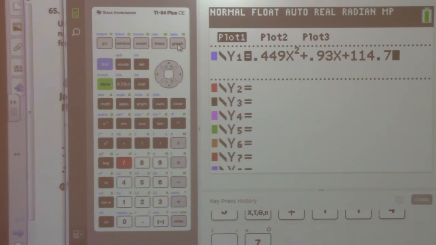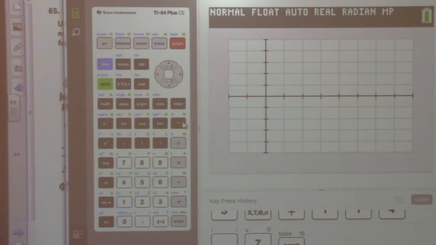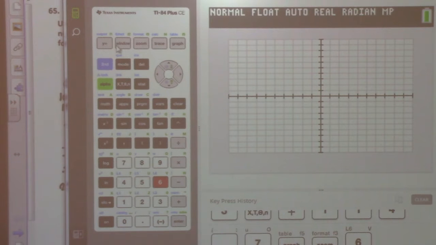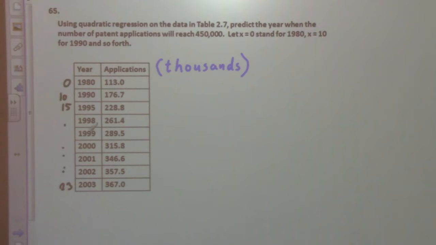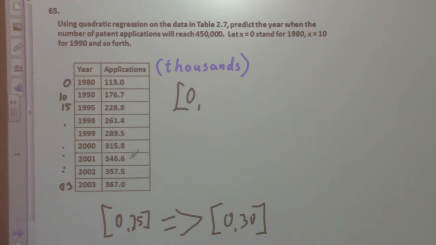And when you graph this, you're going to see nothing, because the dimensions aren't set right. Even if you go to Zoom 6, you're not going to see anything. What you can do is set your window. You look at your table and say, okay, we'll go from 0 to 23, so I can set this 0 to 25 by 1s. Actually, I want to go maybe 0 to 30, or 0 to 35, something like that. These are thousands, and we want to know when they reach 450, so I'm going to make this 500.